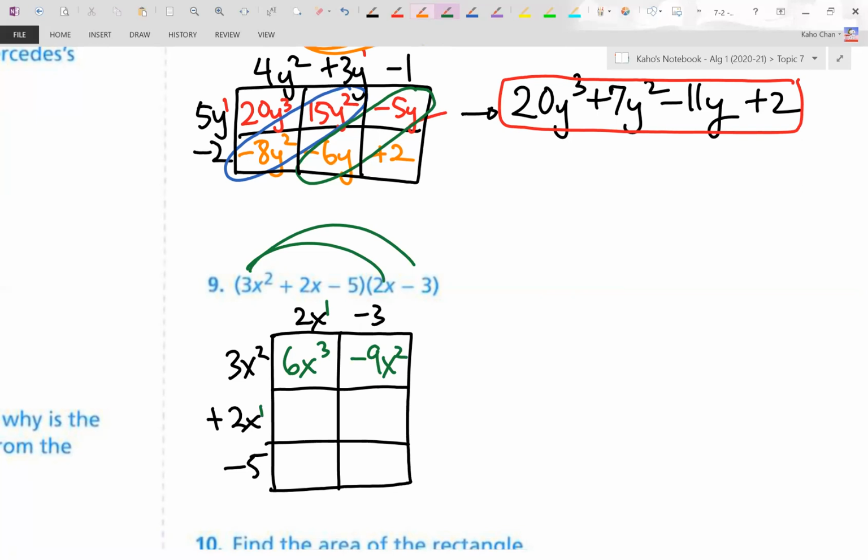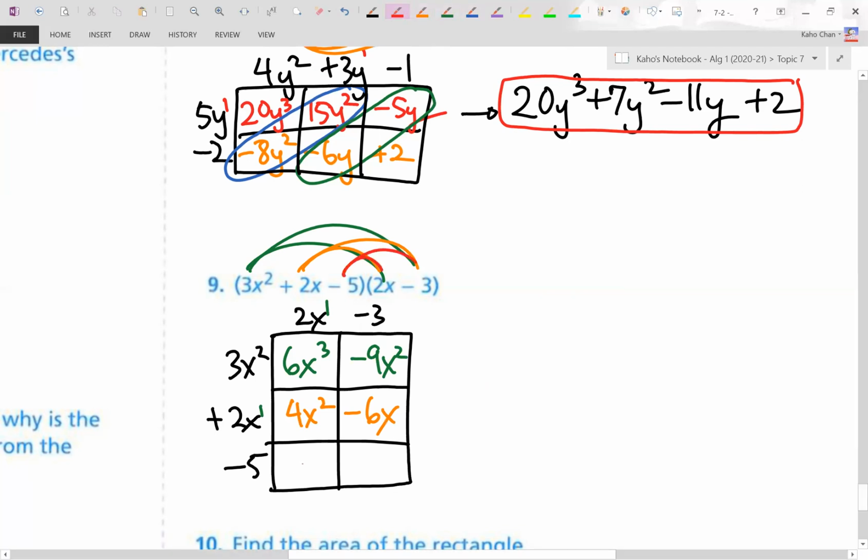Second row, let's do that one. 2x times 2x is 4x squared. 2x times negative 3 is negative 6x. Great. And last pair, negative 5 times 2x is negative 10x. Negative 5 times negative 3 is positive 15.